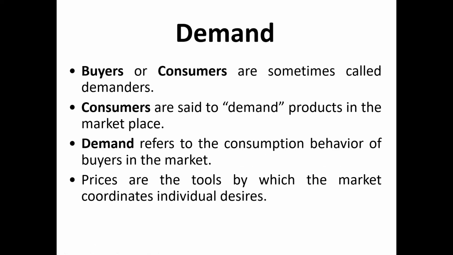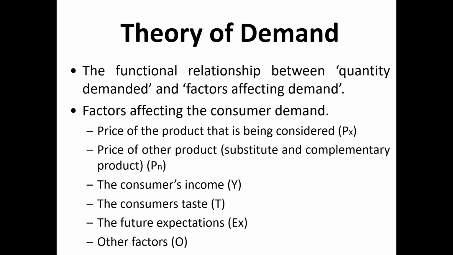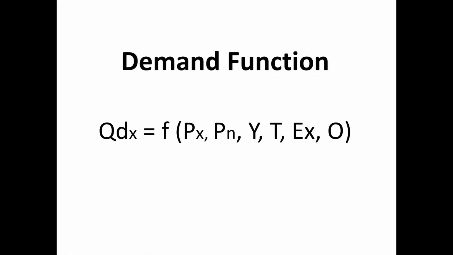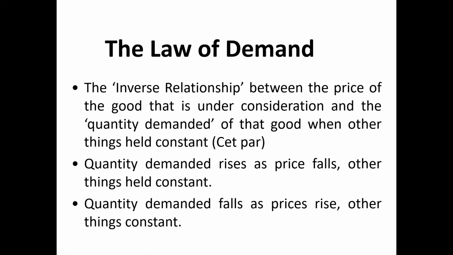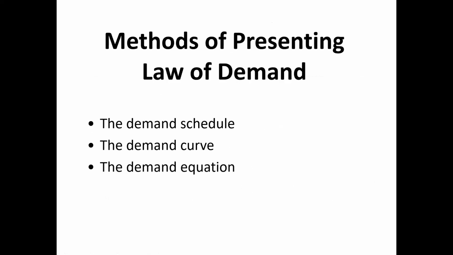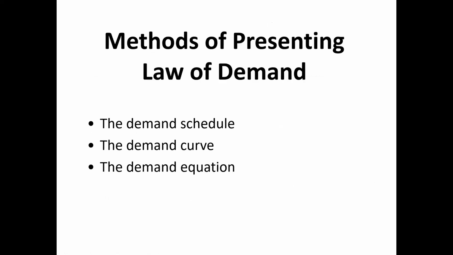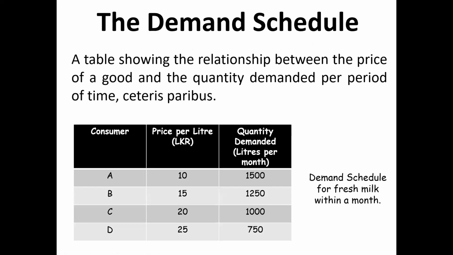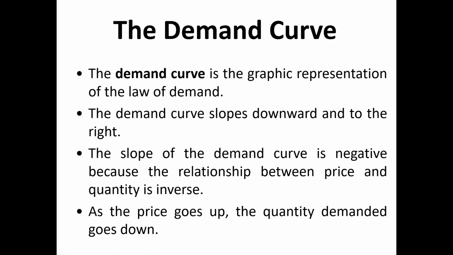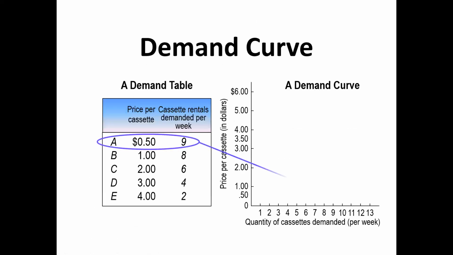Buyers, consumers, may be a little bit simpler than the other one. Consumers are demanders. Then these are the factors that impact, and as I said, the general demand function. What is meant by the law of demand? The inverse relationship between the price and the quantity. Then how can we explain the law of demand? By using a schedule, by using a graph.